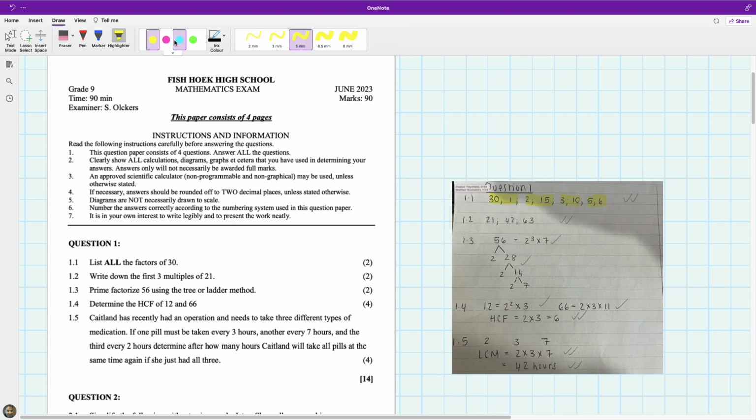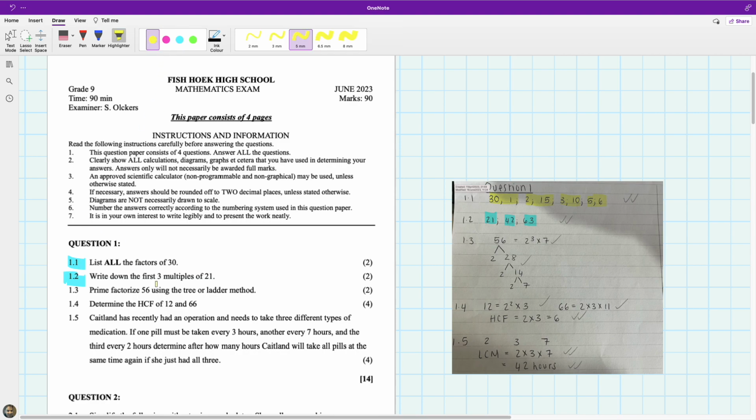Then write down the first 3 multiples of 21. So that's going to be 21, and if you add 21 to that, you get 42, and then you get 63. Multiples are basically timesing by. 1 times 21 is the first multiple, 2 times 21 is 42, and so on. So there we've done 1.1 and 1.2.